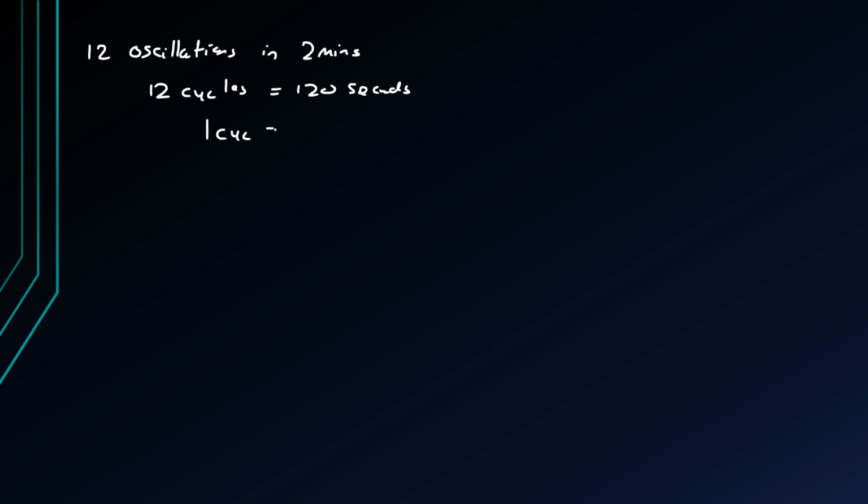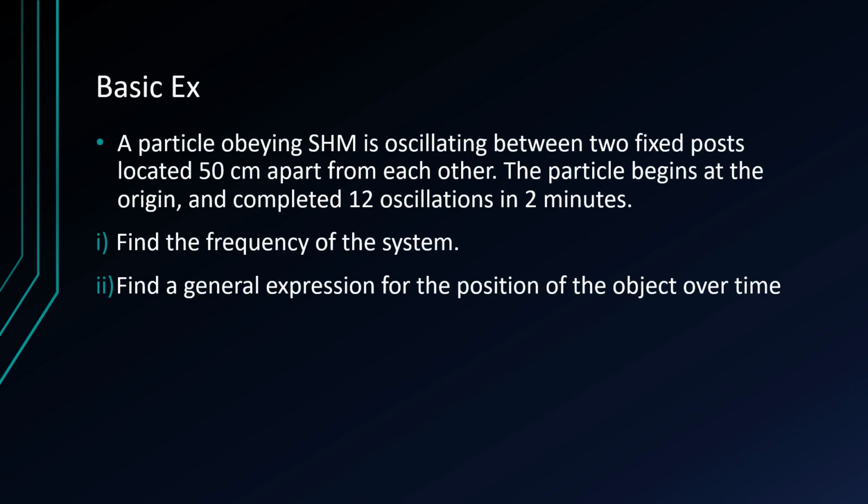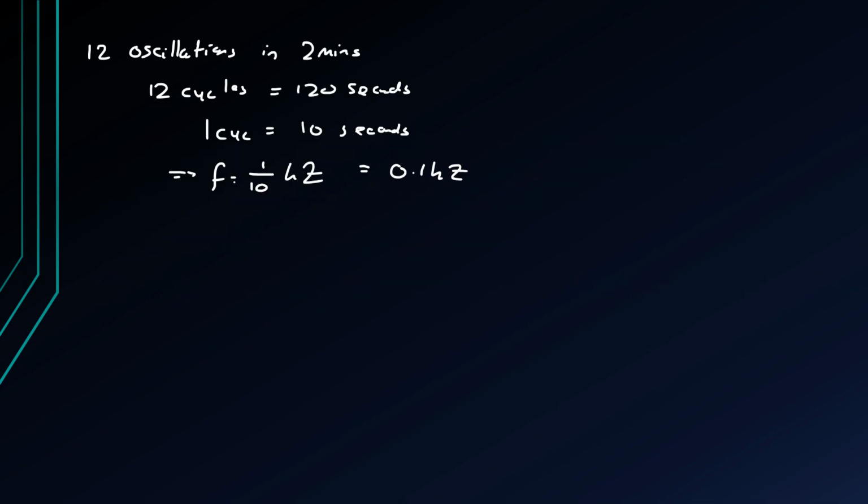So one thing that we've seen is that there's 12 oscillations in 2 minutes. So there'd be 12 cycles, or 12 oscillations, in 120 seconds. Therefore, one cycle or one oscillation occurs every 10 seconds, which means that the frequency is just 1 divided by this, so it's 1/10 of a hertz, which I'll write as just 0.1 hertz. So that's the frequency. We found that. So that's part 1.